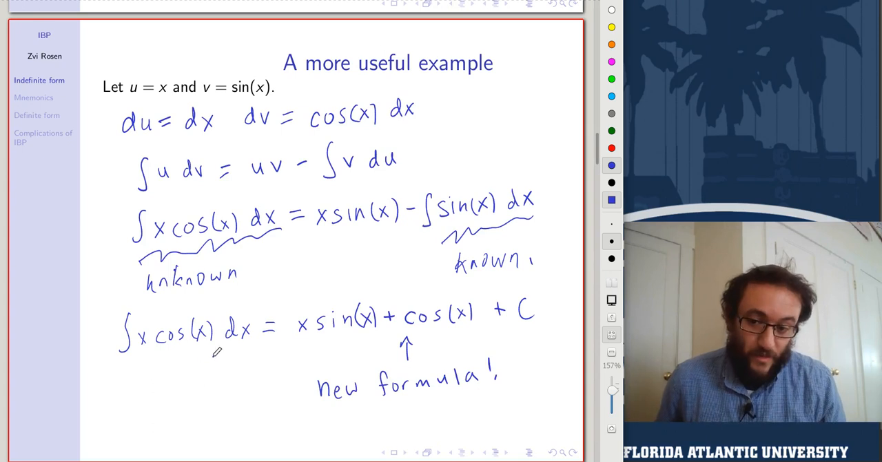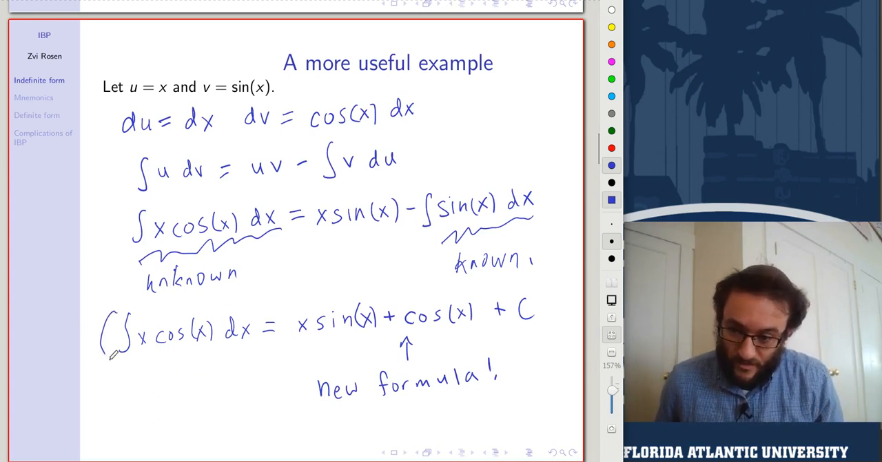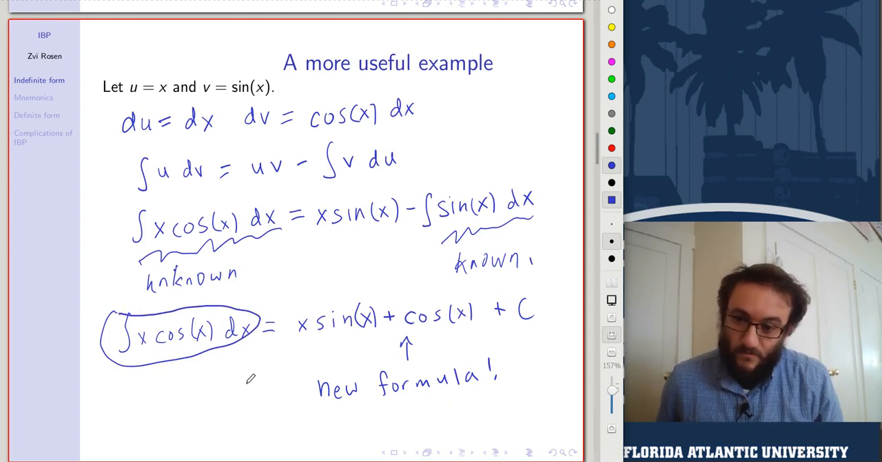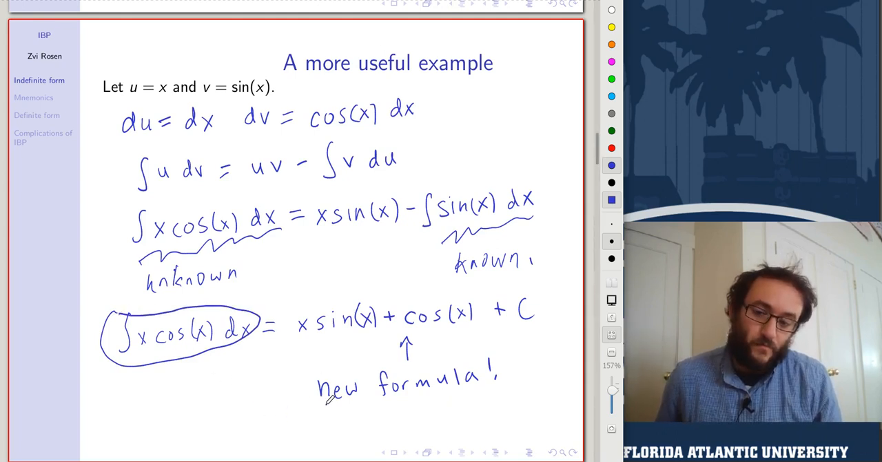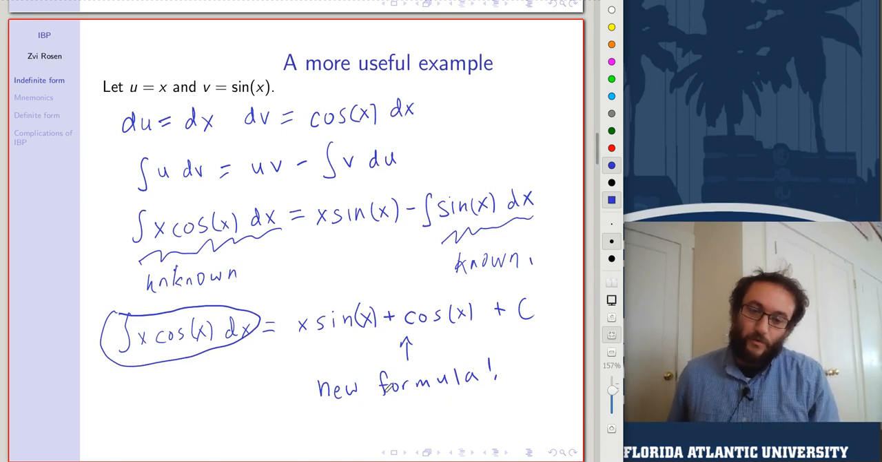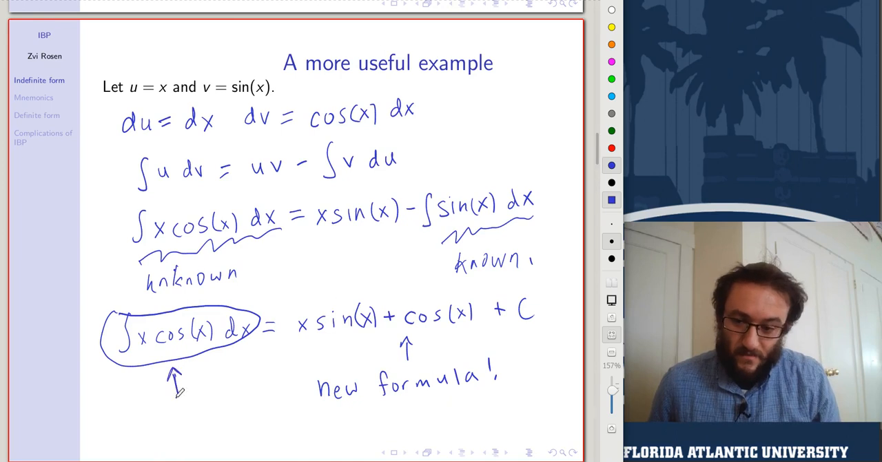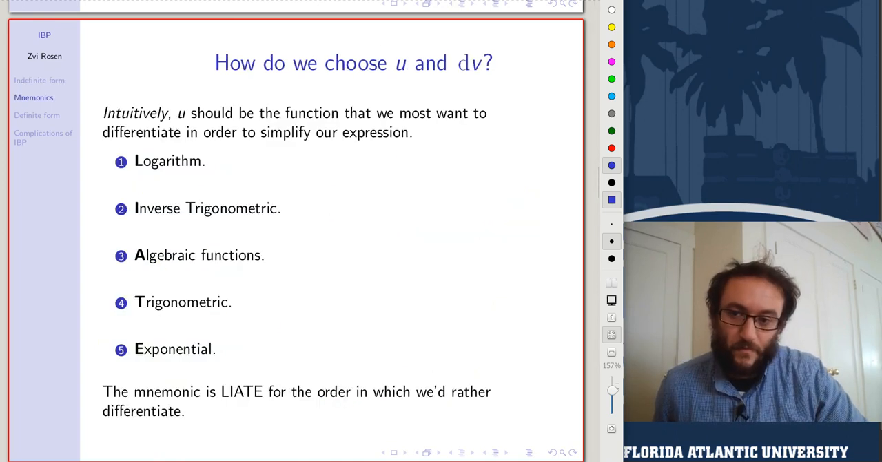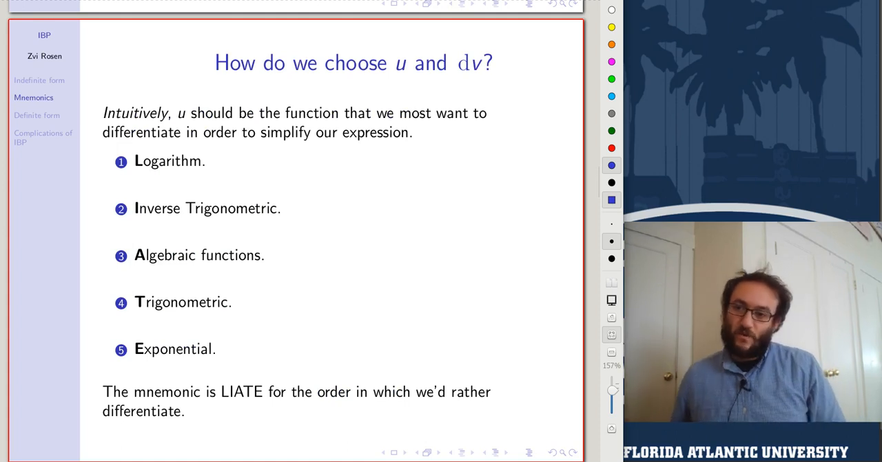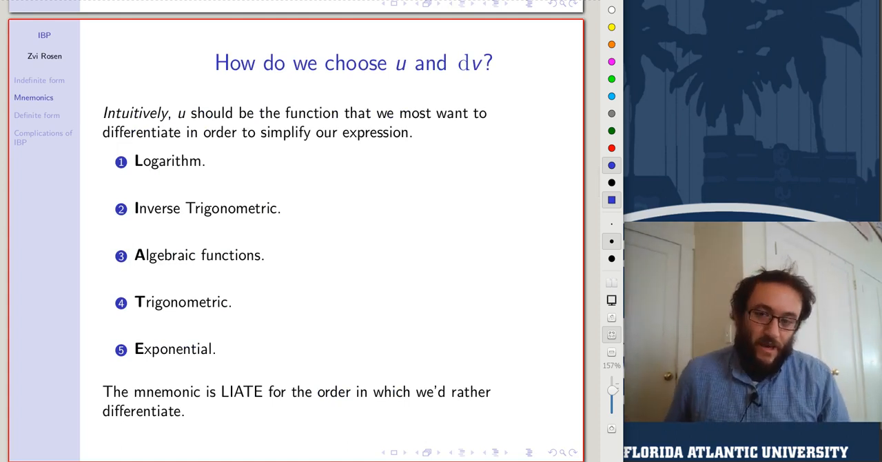We were able to get a formula for this funny looking integral, which looks a little bit like a product, using integration by parts. But we came into it knowing what u and v were. We knew that u is x and v is sine x, and we just plugged into the formula. But if I come to an integral like this, how do I know what to set as u and v? Okay, that's the next question we ask. How do we choose u and dv?